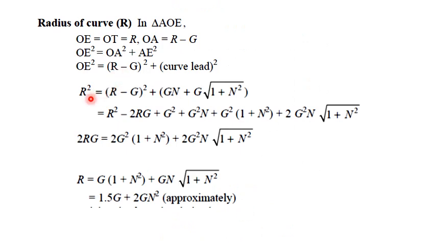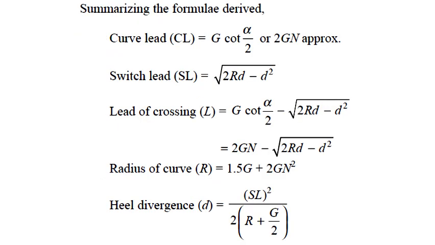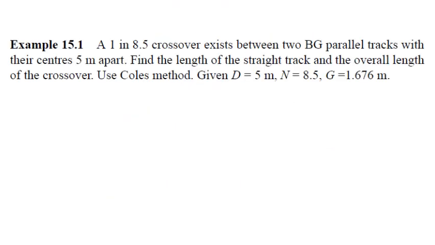So that can be expanded as OE is the radius, that is R square, which is equal to R minus G the whole square plus curve lead, which is given by the equation Gn plus G into square root of 1 plus N square. So solving this equation, you get R is equal to 1.5 G plus 2 Gn square approximately. So these are the formulas which you derived in this design of turnout: curve lead, switch lead, lead of crossing, radius of curve, and heel divergence.